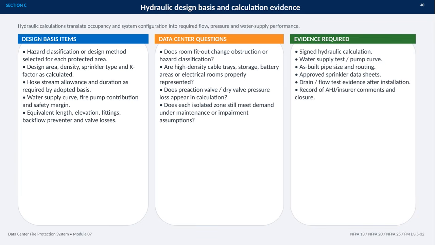For a data center, I would also verify that the actual fit-out is represented. That includes high-density cable trays, storage, battery areas, electrical rooms, and any conditions that could change obstruction or hazard classification. Each isolated zone should remain adequate during maintenance or impairment conditions. The supporting record should include signed calculations, water supply and pump data, as-built routing and pipe sizes, approved sprinkler data sheets, post-installation flow or drain tests, and documented AHJ or insurer comments through closure.